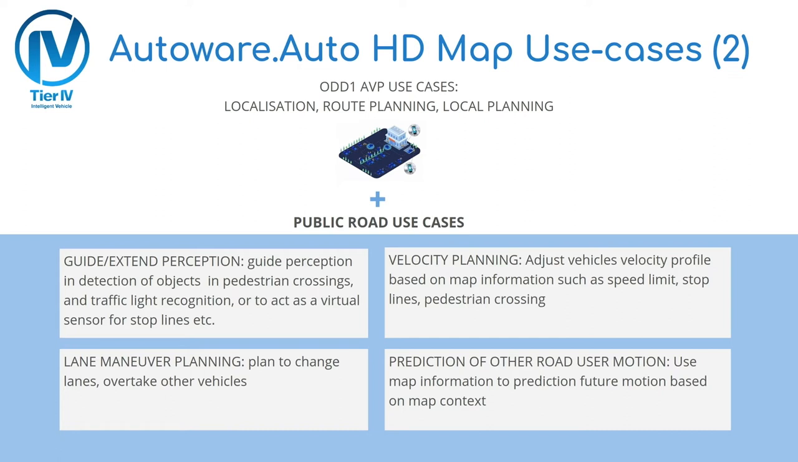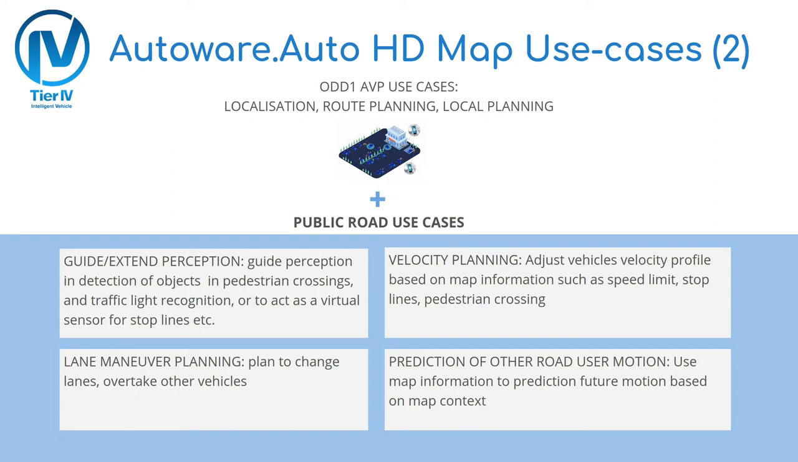Other public road use cases are lane maneuver planning to change lanes, overtake other road users, etc., or velocity planning, adjusting the vehicle's velocity profile based on map information such as speed limits, stop lines, and pedestrian crossings.